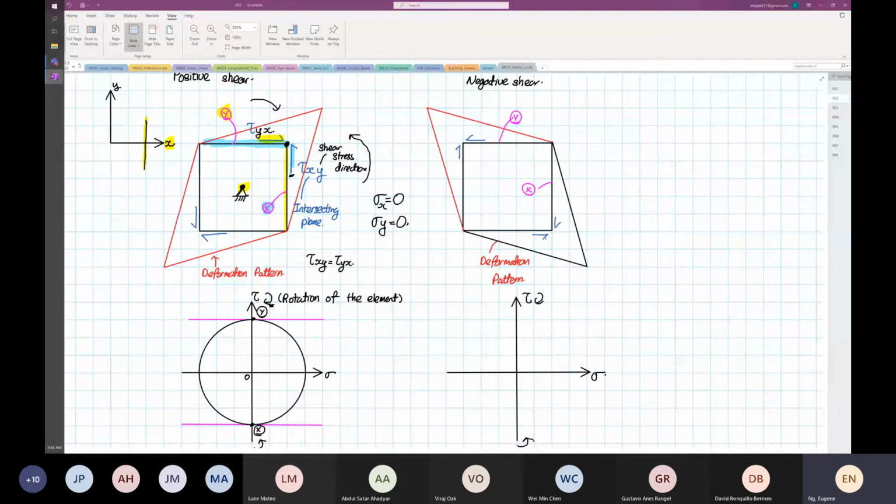We will still draw the shear at the positive and the shear at the negative. Okay. So now let's look at point X now. Let's look at point X.